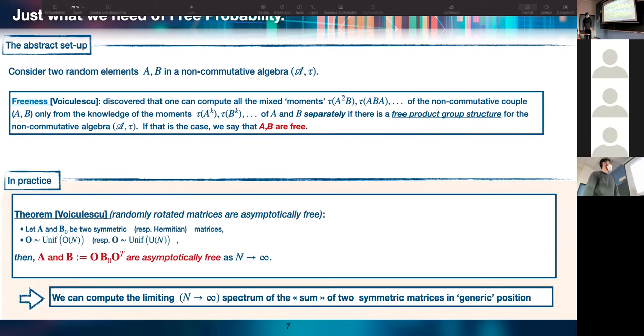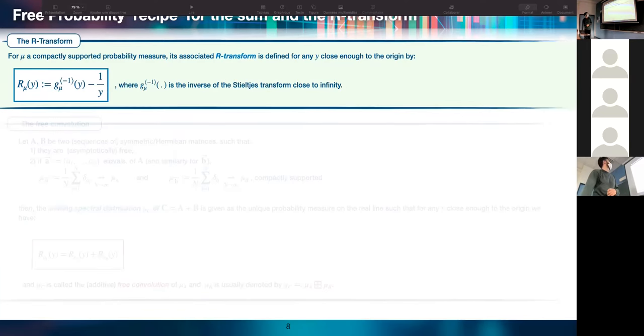But there is a very concrete way where you can observe freeness in random matrices. If you take two random matrices and one of them is randomly rotated, then the two are asymptotically free. What that means in practice is that you can compute the spectrum of typically the sum of two symmetric random matrices. So how to do so? You follow what I call the recipe, or in a sense an algorithm.